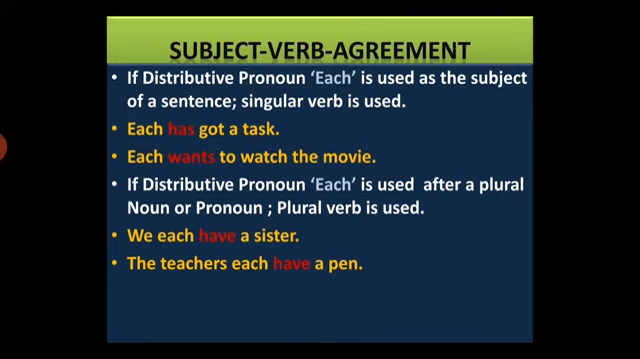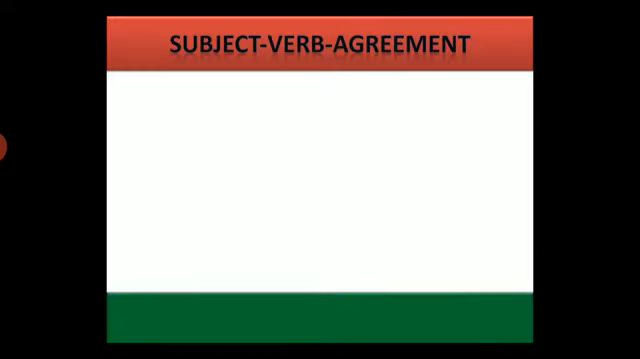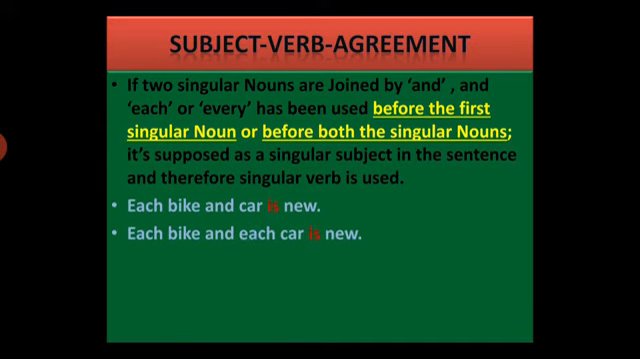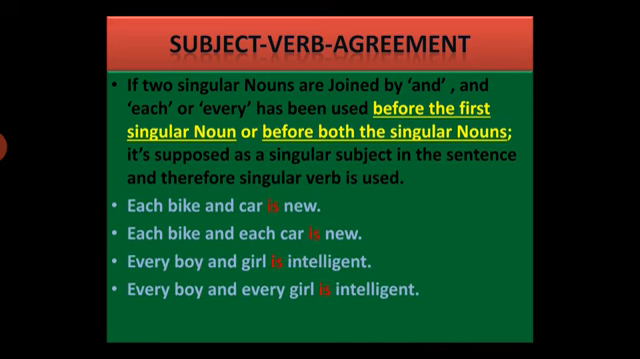If two singular nouns are joined by and, and each or every has been used before the first singular noun or before both the singular nouns, it's supposed as a singular subject in the sentence and therefore singular verb is used. Each bike and car is new, or each bike and each car is new. Every boy and girl is intelligent, or every boy and every girl is intelligent. So in both the cases, the subject is supposed as singular and therefore singular verb is used.